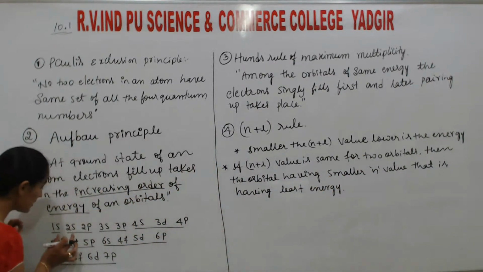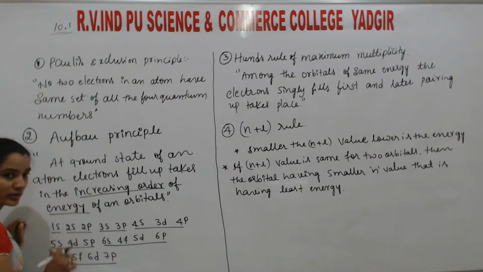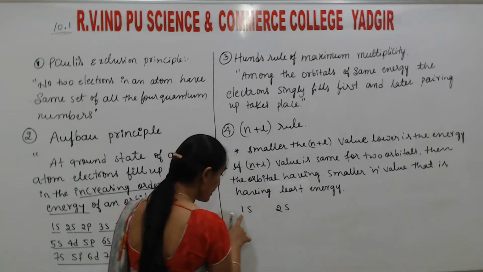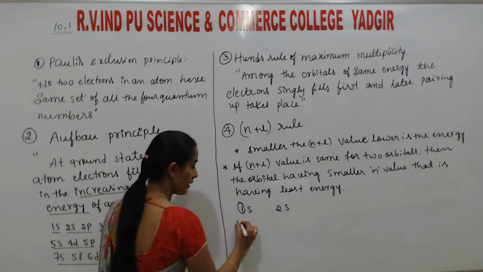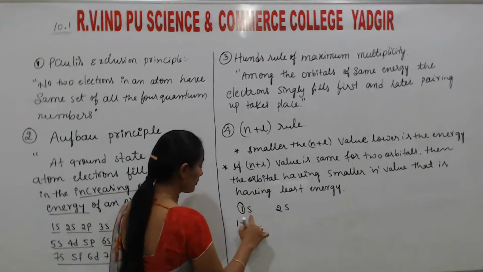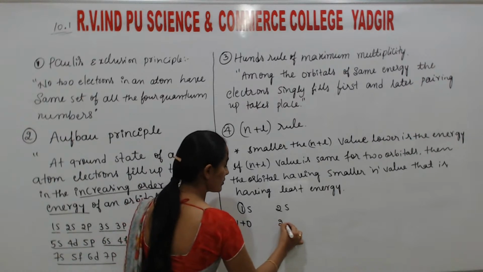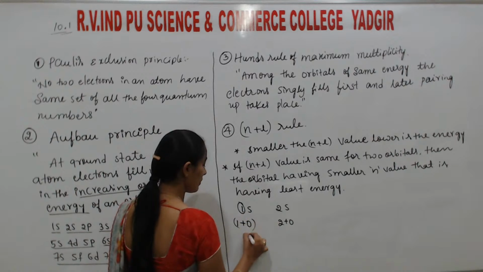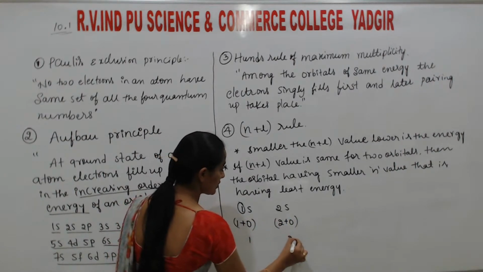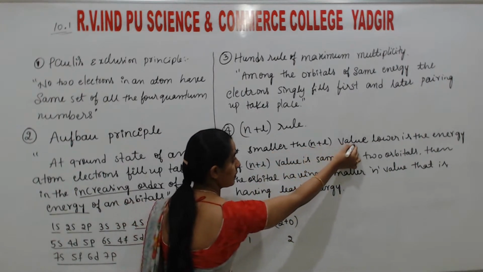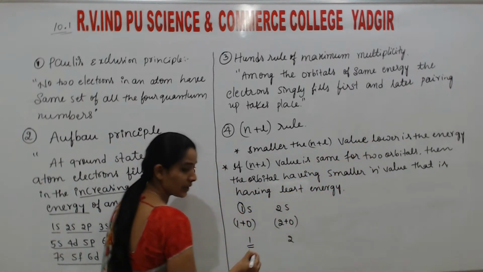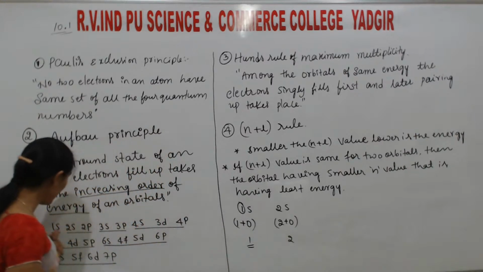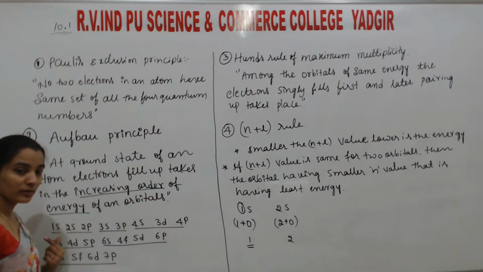So students, I'll consider these two first. One is 1s and the other is 2s. For 1s, the n value is 1 and the l value is 0. Here for 2s, the n value is 2 and the l value is 0. So here the n plus l value is 1, and here it is 2. So smaller the n plus l value, lower is the energy. So 1s has less n plus l value, so it has the least energy, and the filling of the 1s orbital takes place first.